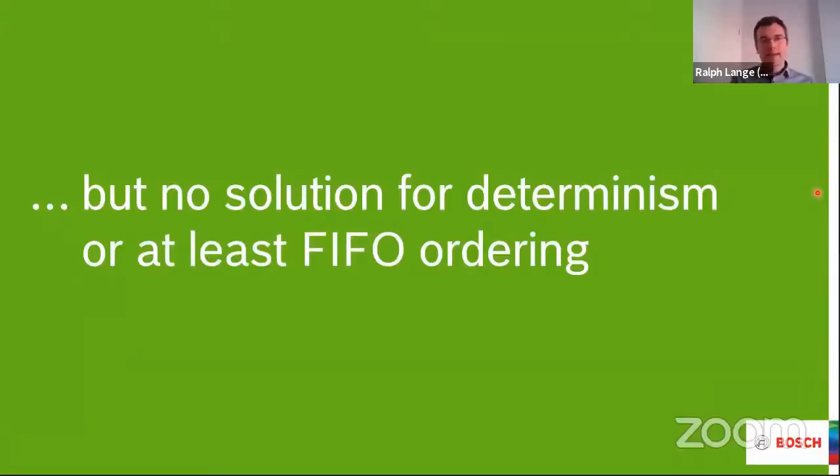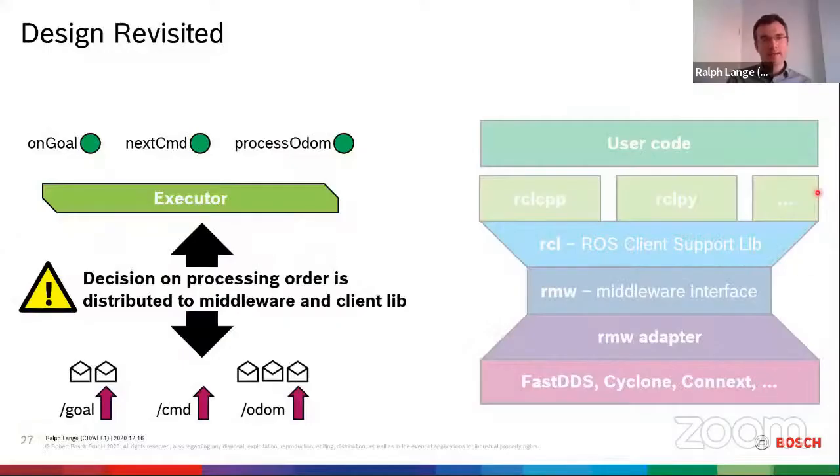These are, let's say, a number of stepping stones, but no solution for determinism or at least FIFO ordering. And that's why we revisited this design beginning of this year and discussed how this can be improved. Again, remember, the decision on the processing order is distributed here to executor and the middleware.